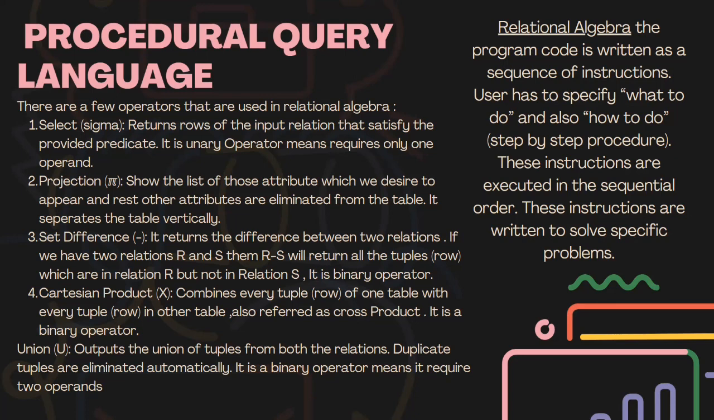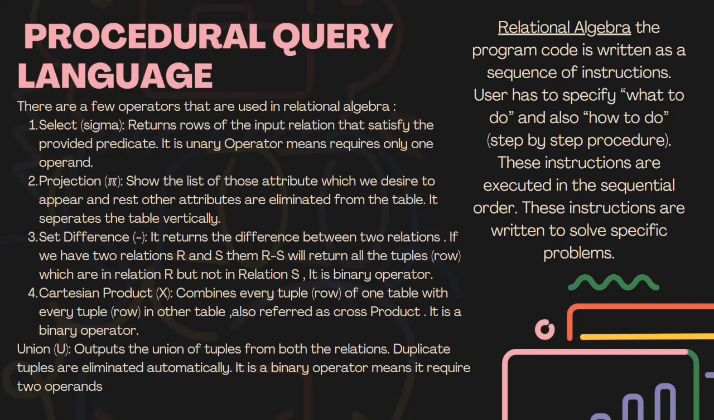Number 3, set difference, or minus. It returns the difference between 2 relations. If we have 2 relations R and S, then R minus S will return all the tuples, or rows, which are in relation R but not in relation S. It is a binary operator.